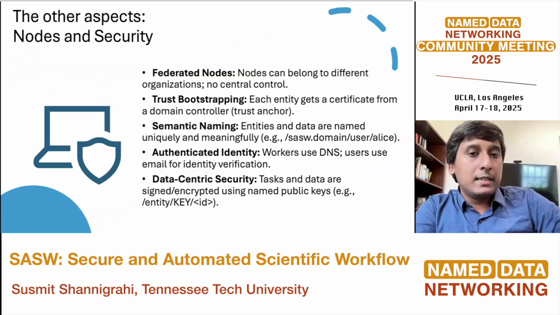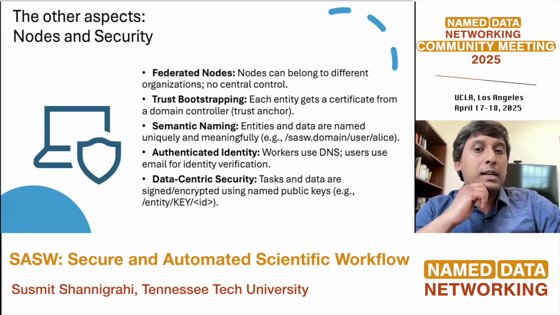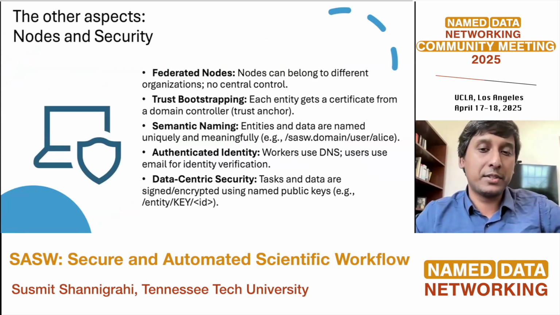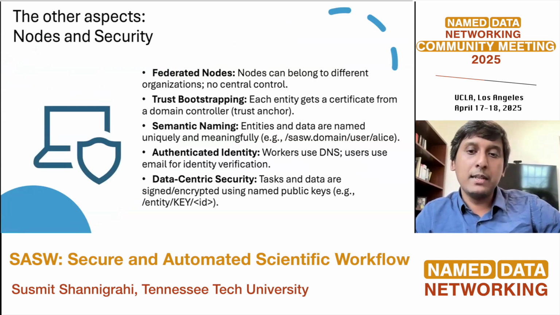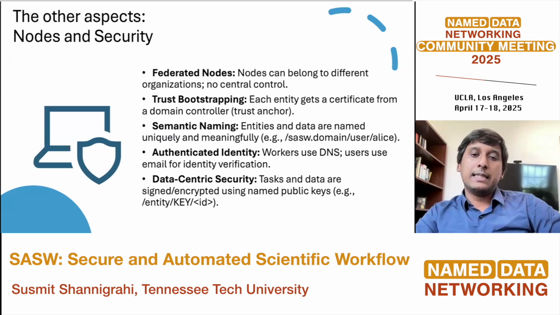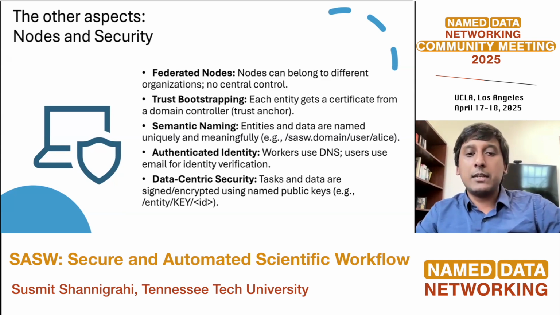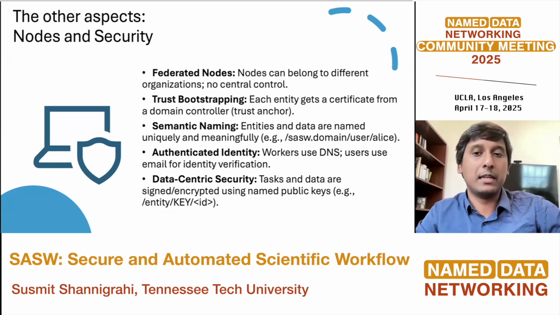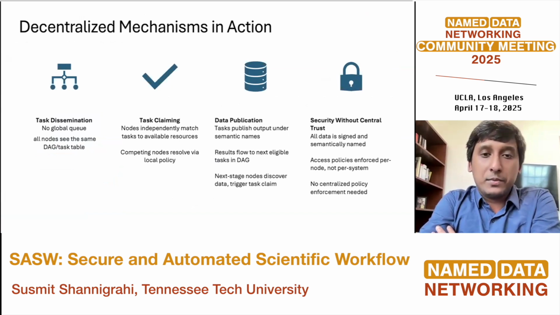The other aspect is we are still using federated nodes, just like we did in Hydra. And the nodes can belong to different organizations. There's no central controller. So they start by doing a trust bootstrapping. Each entity gets a certificate from a domain controller, a trust anchor. Then all the nodes and the data are named. And then we can do the mapping between names and actions to have data-centric security, authentication, authorization, all of that.